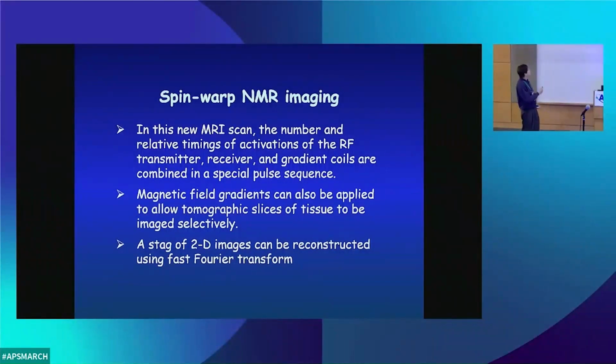Later, also starting in 1980 but getting more popular, is the spin warp MRI imaging, which uses a combination of the RF transmitting pulse, the receiver pulse, and also multiple magnetic field gradients, not only in one axis, like the z-axis, but also in the x-axis and y-axis. And you turn this magnetic field gradient on and off in a pulse form. By doing this careful combination of different manipulations, you can come up with something far more clear.